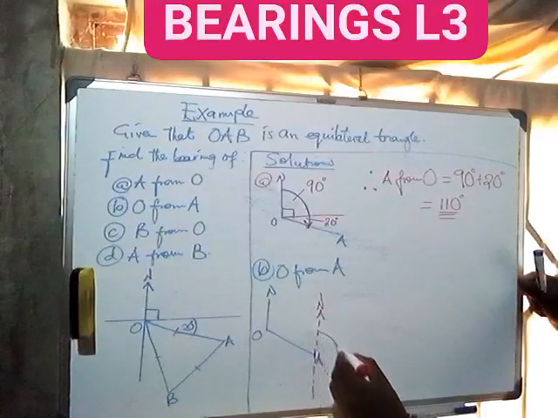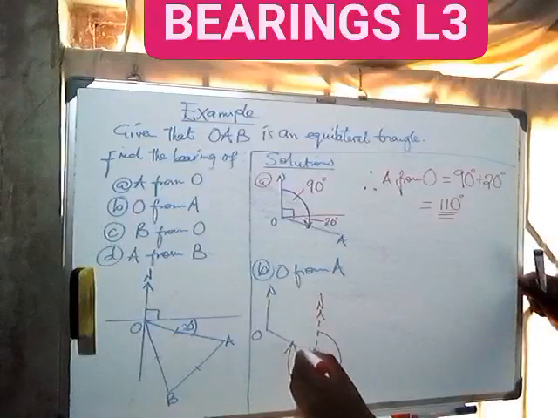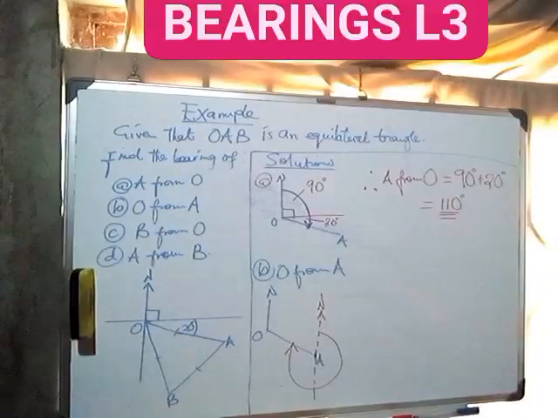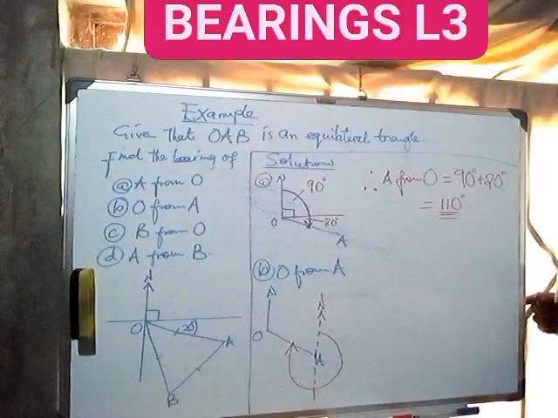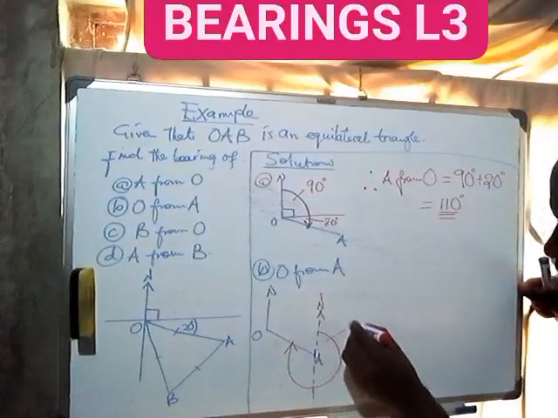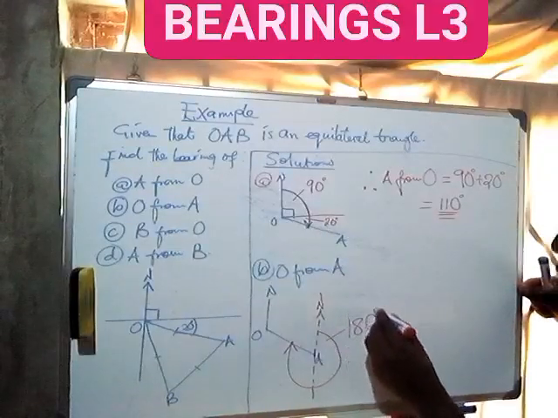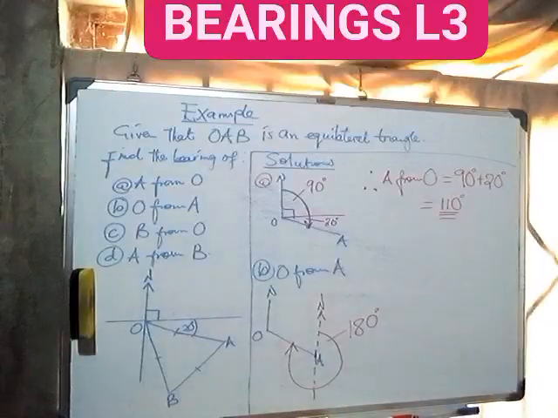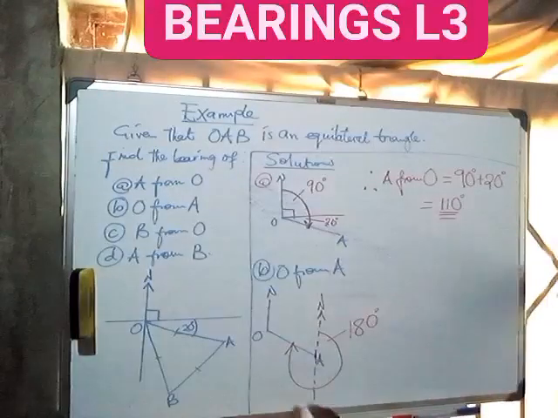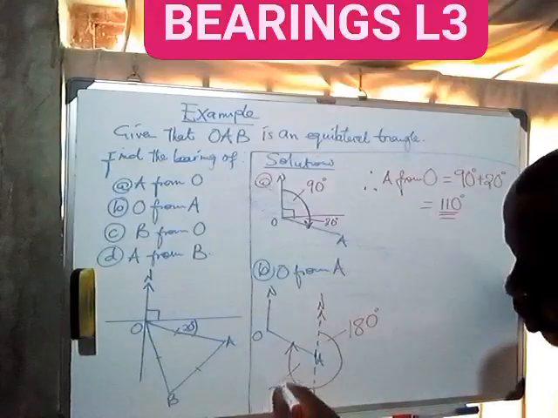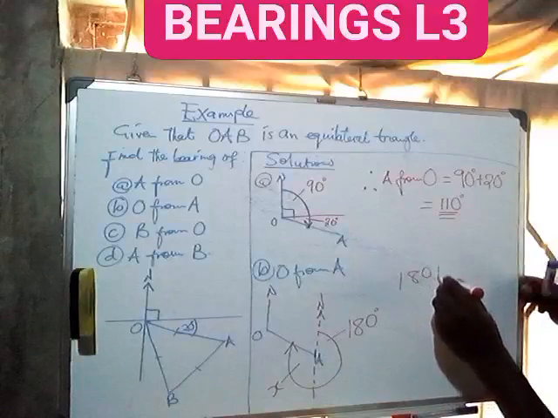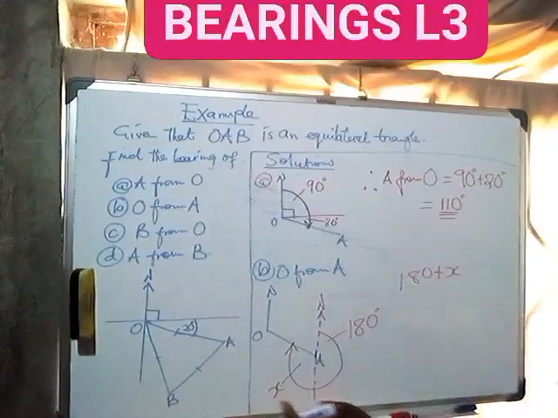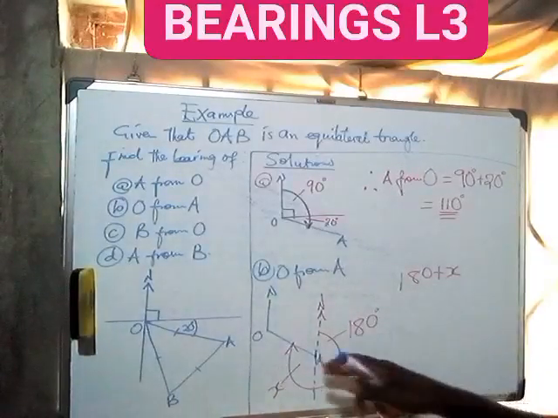Then we move clockwise until we meet line OA. Now, just this straight line here, remember from the previous video, we said this line here is 180. This line is 180, meaning we are remaining with this. What angle is this? So we are going to say 180 plus x. We have to know this angle.